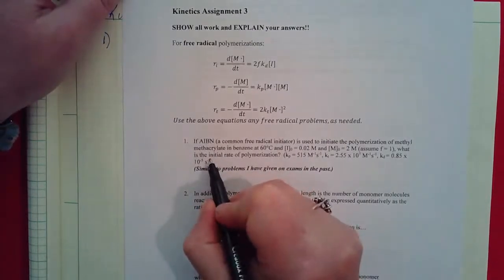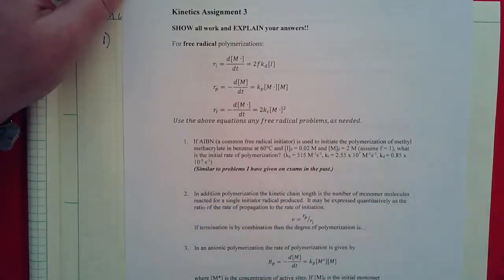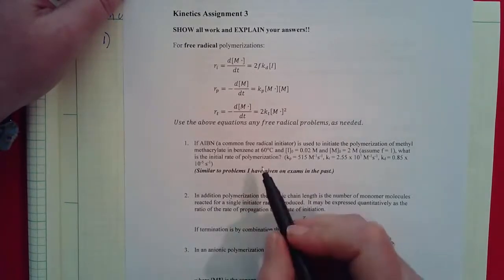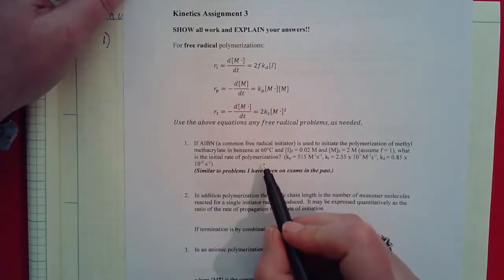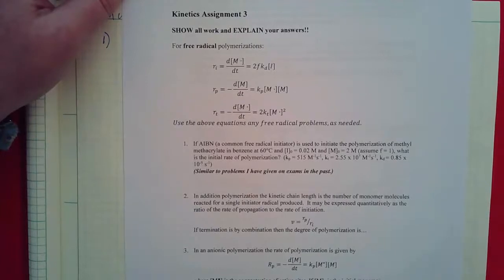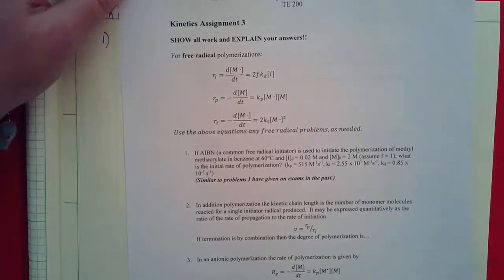This is a really key word, initial, the initial rate of polymerization. So we want to calculate Rp, the rate of polymerization, but it's the initial rate of polymerization. So we don't have to integrate, right? Because it's nothing with respect to time. Okay, so let's start working on this problem.